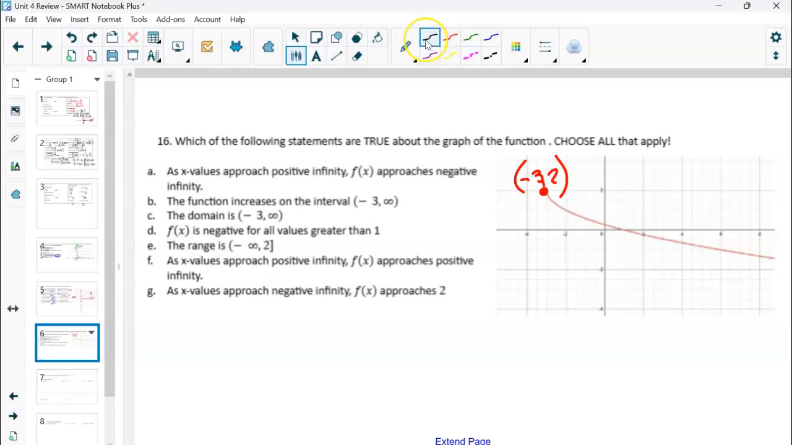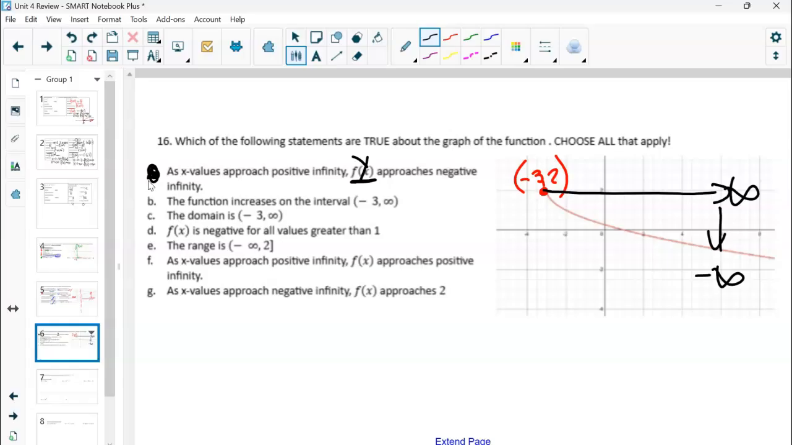So, first question, as x values approach positive infinity, f of x is approaching negative infinity. Again, that question is the end behavior. All it is saying is that if the x's are going toward positive infinity, meaning if the x's are going this way, the function, this is f of x, this is your y, your function is approaching negative infinity, meaning going down. That is a true statement, okay?